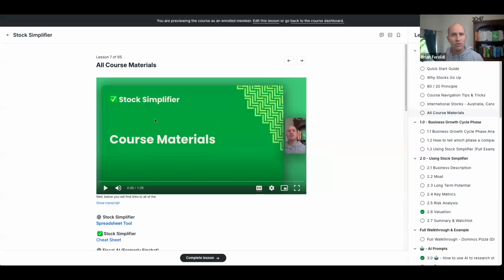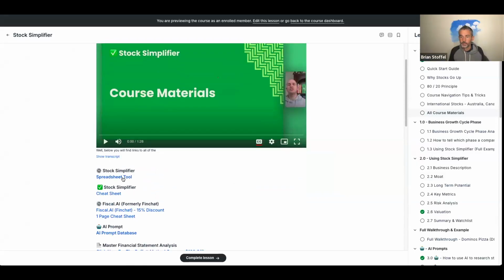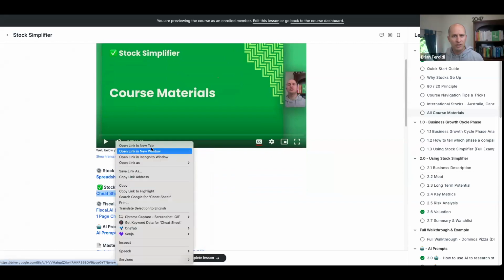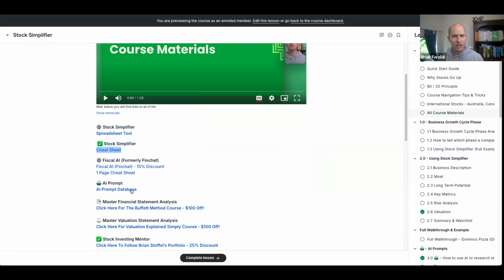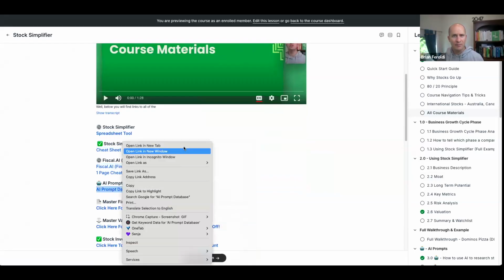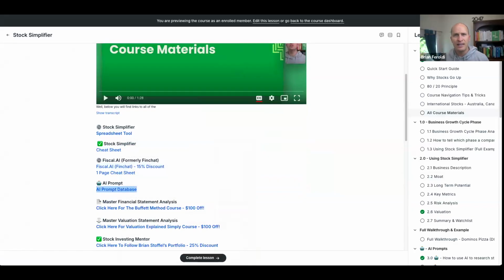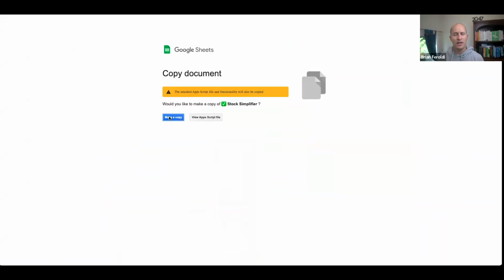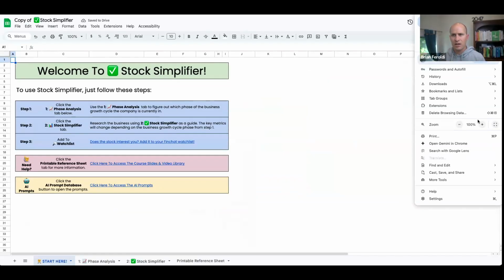So I'm actually going to pull up Stock Simplifier. So here it is. If I click all the course material buttons, I'm going to get a couple things going. I'm going to pull up a fresh copy of the spreadsheet tool. I'm going to use the cheat sheet. I'm going to open up a fresh copy of Fiscal AI, and I'm going to be pulling up the AI database that we have. So we're going to be researching Apple stock. The ticker symbol there is AAPL. And I'll zoom in a little bit.